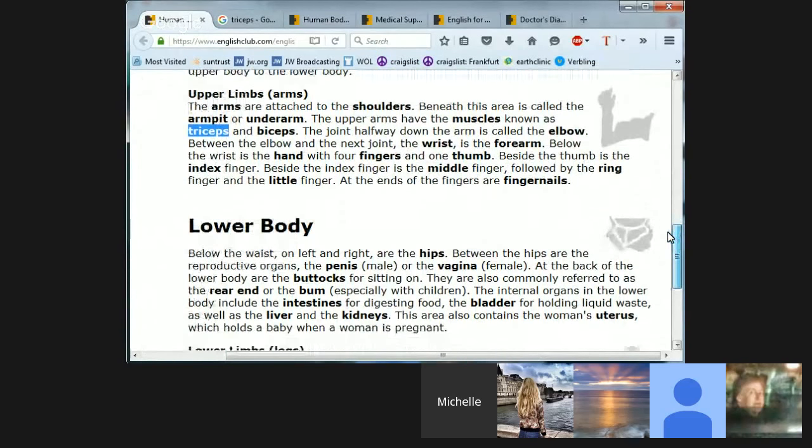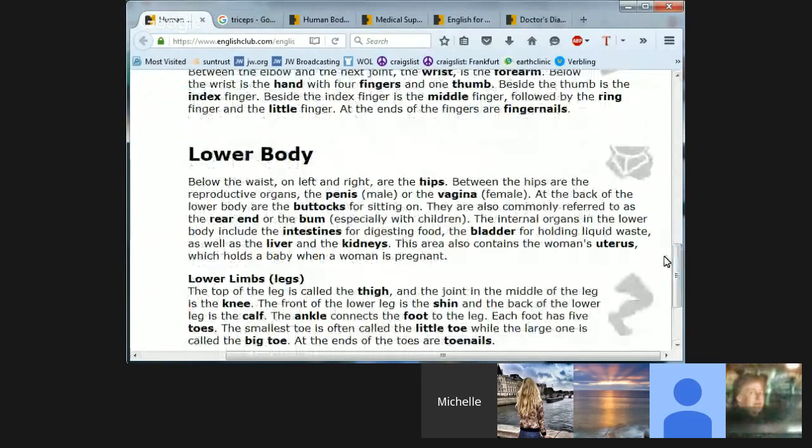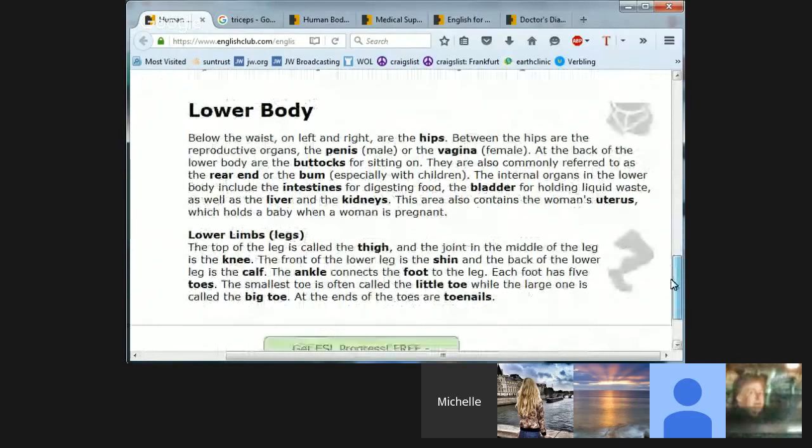All right, so let's look now at the lower body. And Ksenia, can I ask you to read about the lower body?